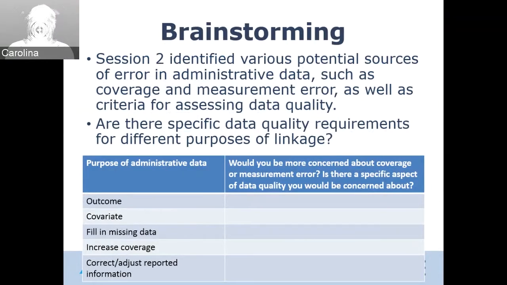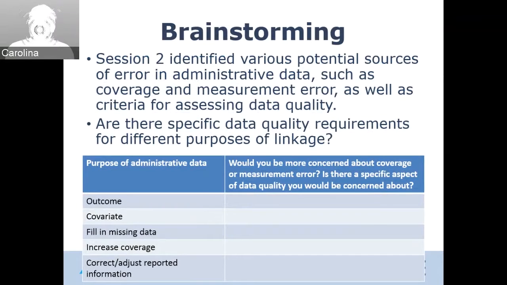brainstorm a little bit. In session 2 yesterday, Zach identified various potential sources of error in administrative data, such as coverage and measurement error, as well as criteria for assessing data quality. I would like you to think about how that lecture content gets combined with the different purposes of administrative data and survey data linkage.